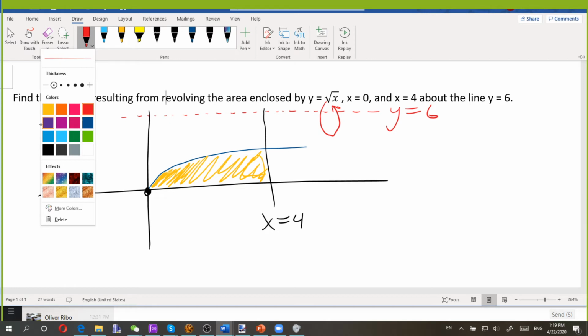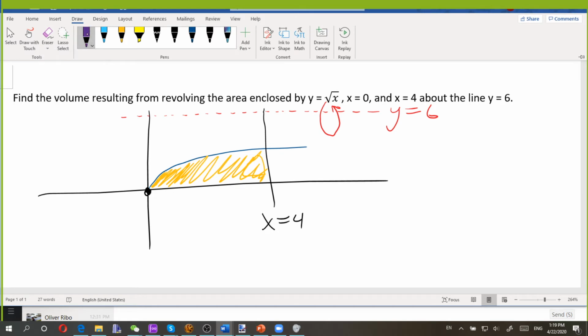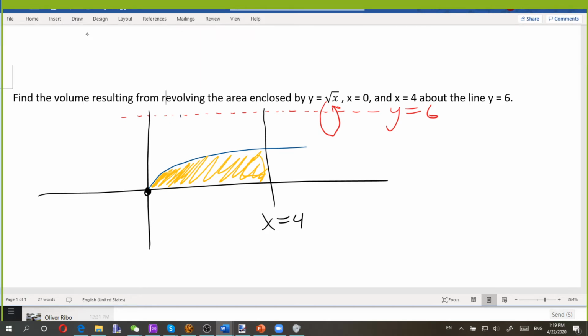I'm going to do my first radius here in purple. It is my distance from the axis of rotation, in this case y equals 6, to the outermost part of our area. How long is this line? What is this distance in purple?